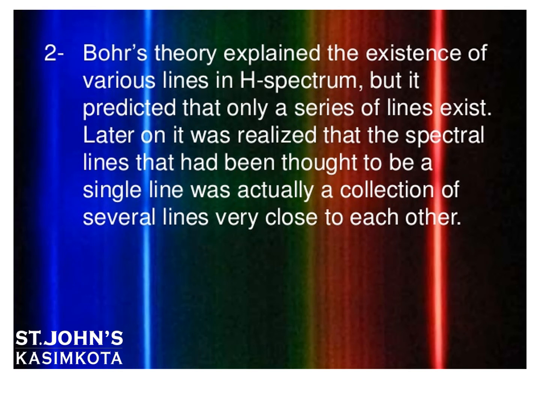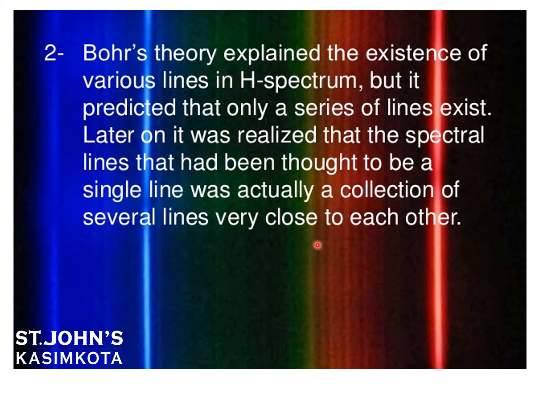The next defect is that Bohr's theory explained the existence of various lines in the hydrogen spectrum. So here Bohr's atomic model could explain the spectrum of the hydrogen atom. Various lines were observed in the hydrogen spectrum, but it predicted that only a series of lines exist. So when Bohr's model was proposed, he gave the complete picture of the hydrogen spectrum, and he predicted that this spectrum is a series of lines. But later on it was realized that the spectral lines that had been thought to be a single line were actually a collection of several lines which are very close to each other.